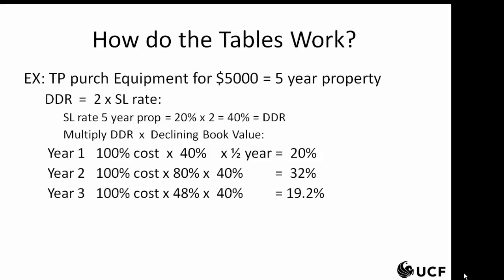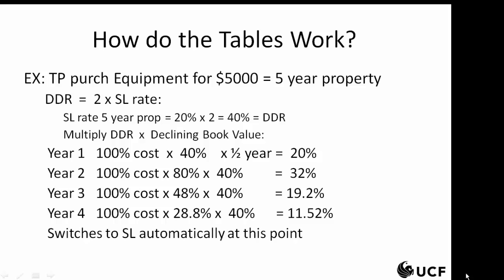And that's exactly how the tables are built. The rate for first year for 5-year property is 20%. For second year, it's 32%. For year 3, it's 19.2%. Year 4, same thing. That gives us 11.52. This is the point at which it will automatically switch to straight line, because straight line at this point will give more depreciation than the regular MACRS if we continue it. Not to worry, that's built into the table and it takes care of itself.